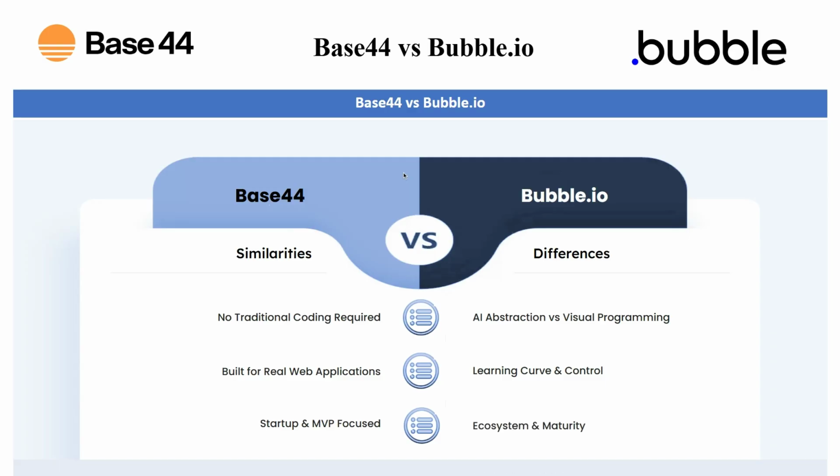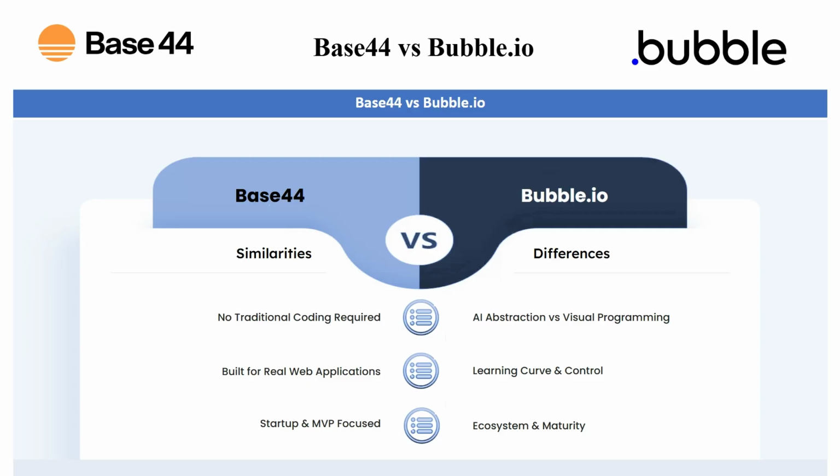And the last point that we have is ecosystem and maturity. Bubble has been around much longer and has a large plugin marketplace, a strong community, and extensive documentation. You'll find tutorials and third party tools for almost anything, while Base44 is more streamlined and focused on simplifying backend creation through AI rather than building a massive ecosystem around customization.